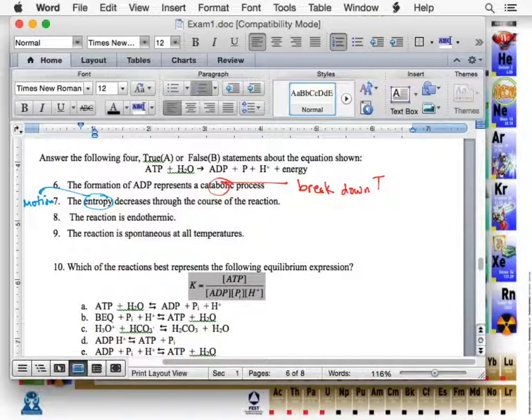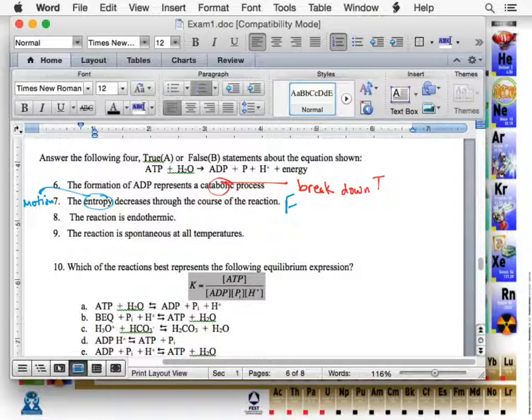To calculate a change, it is products minus reactants. If there's more motion, pick a bigger number. 50 minus 1. What's the value? Positive 49. What happened to the entropy in the course of the reaction? It increased. What is this statement saying? Decreases. Which means false. Makes sense on the kind of step-throughs on each of those?